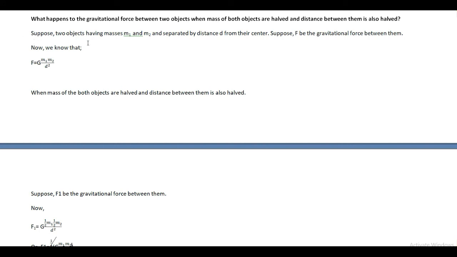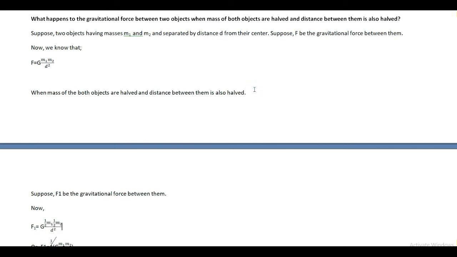Let's see mathematically. Suppose two objects having masses m1 and m2 and separated by a distance d from their center, and suppose F be the gravitational force between them. Now we know that the formula of the gravitational force F equals to G m1 into m2 by d square. Now according to the condition of the question, when mass of both objects are halved and distance between them is also halved, that means mass and distance of the objects are reduced to half, then what will happen?